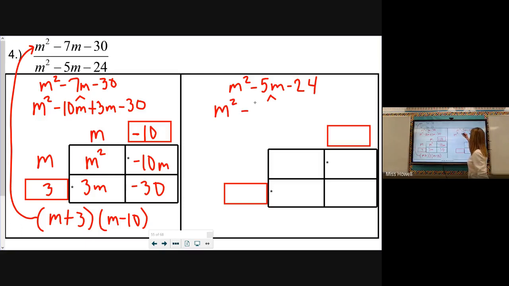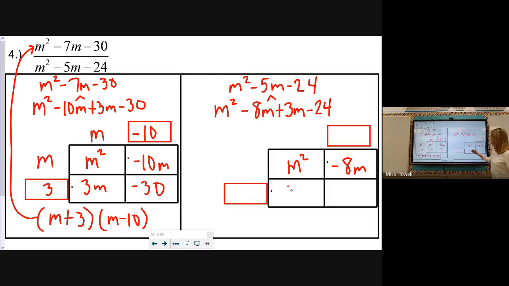But again, I'm able to see that for these at this point. If you're not quite there, you're relying on that little guess and check chart on your scratch paper, use it. All right, m squared minus 8m plus 3m and minus 24. Row by row, column by column. Top row, m squared and negative 8m both share an m. Bottom row, 3m and negative 24 both share a 3. So we have an m plus 3 factor.